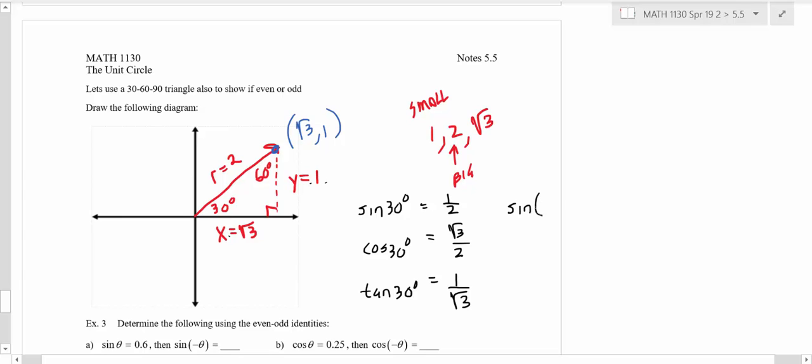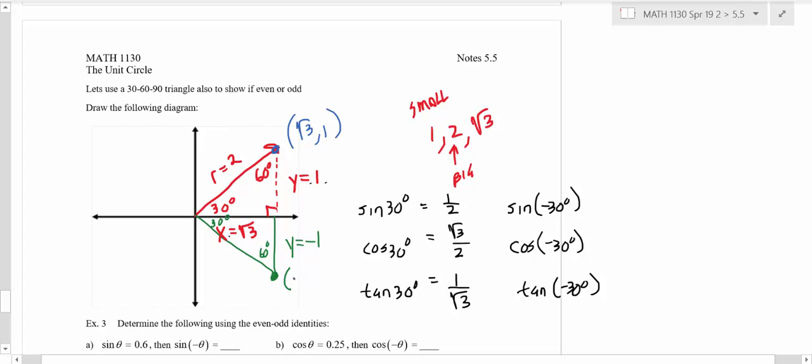Let's do the sine of negative 30, the cosine of negative 30, and the tangent of negative 30. What would happen is you would still get a reference triangle. You would still think of this as a 30-degree angle, but you're going clockwise. So you would end up basically having this triangle here. The only difference is y wouldn't be 1, y would be -1, but x would still be the same. So you would have a point that would end up being square root of 3 and then -1 like that.